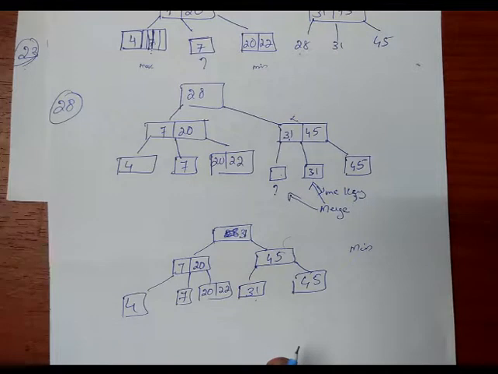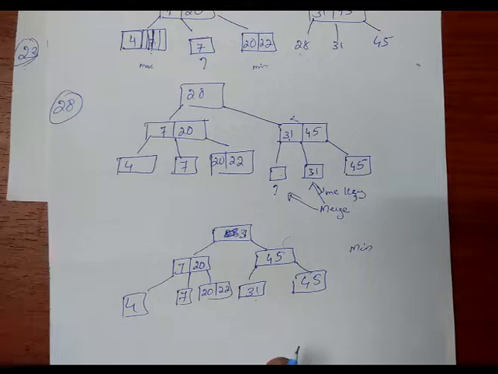So that is the case of B plus tree. We have almost gone through all types of possibility in the deletion of B plus tree. If you delete a particular data value and that node currently violates the constraint, then you have to check it with the sibling. So we have to borrow something from the sibling.